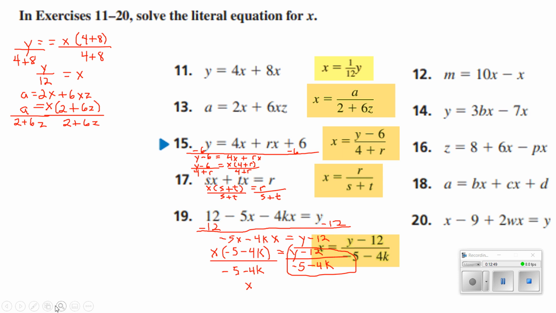Sorry, I used up so much room there. I'll try to be nice here and take that away so that it's more easily seen. All right, let's go to number 21.